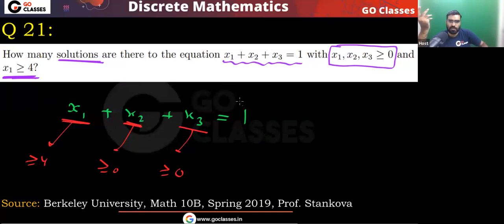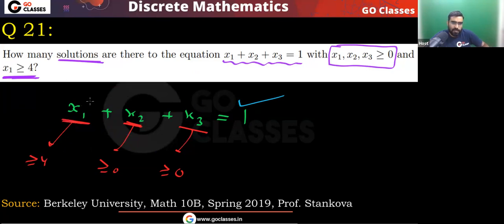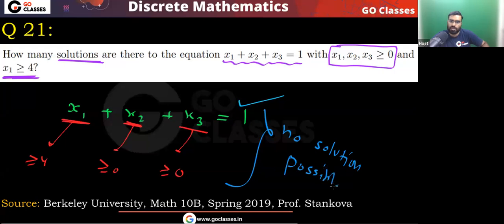For this equation, the total must be 1. The summation must be 1, but this value must be greater than or equal to 4, and these values must be greater than or equal to 0. So no solution possible, right? Yes or no? For this equation, there is no solution possible.